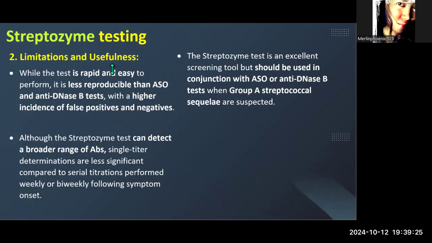So for the limitations and usefulness: although the Streptozyme test is quick and easy to perform, it is less reproducible than ASO and anti-DNase B tests, with a higher incidence of false positives and negatives. While it can detect a wider range of antibodies, single titer results are less meaningful than serial titrations conducted weekly or biweekly after symptom onset. The Streptozyme test is a valuable screening tool, but it should be used alongside ASO or anti-DNase B tests when GAS sequelae are suspected.